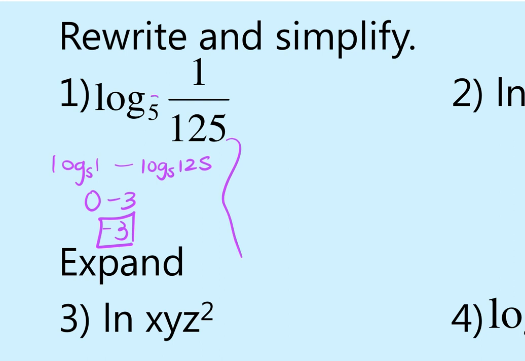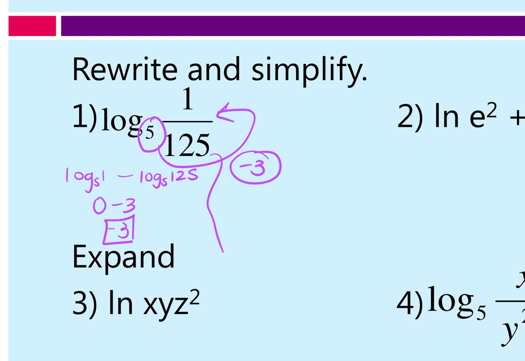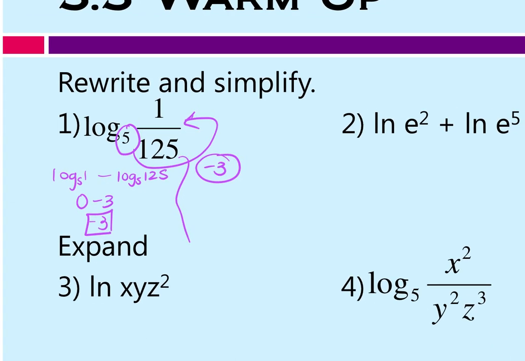You could have also just said, what do I raise 5 to get it to become 1 over 125? The 1 over is a negative exponent. The 5 to 125 is 3. So you could have done it that way. I don't care how you do it, okay, as long as you get there at the end. Unless it said expand and simplify.